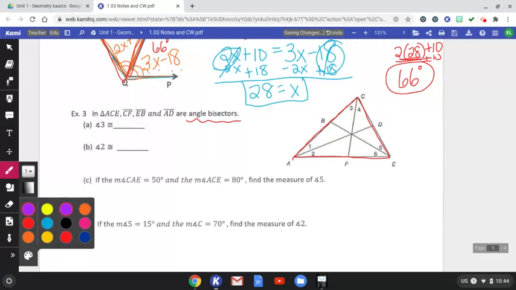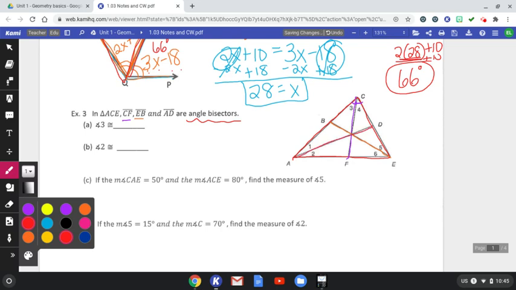We're told that three segments, CF as a segment, is an angle bisector. So that's going to cut these two angles, 3 and 4, into equal pieces. It also goes on to say EB, E to B, is an angle bisector. It's a really bad trace job there. Let's try that again. EB. And the last one, AD, are all angle bisectors.